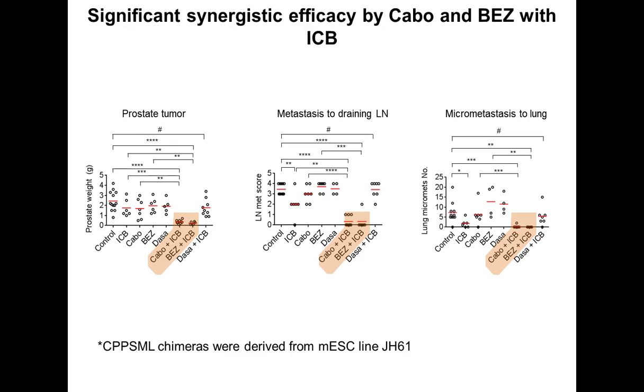So this graph shows the main data of this study, the most important data. You can see there are 3 graphs here. On the left is the prostate weight. In the middle is the lymph node metastasis. On the right is the lung metastasis.